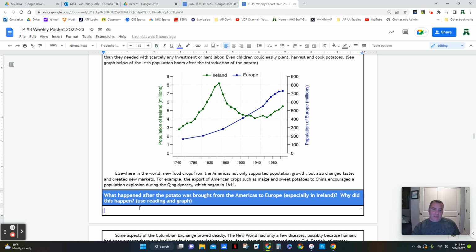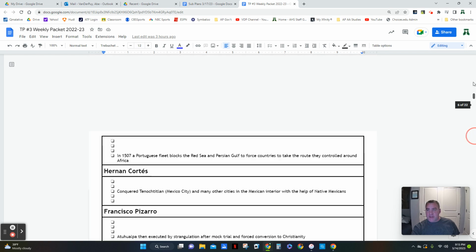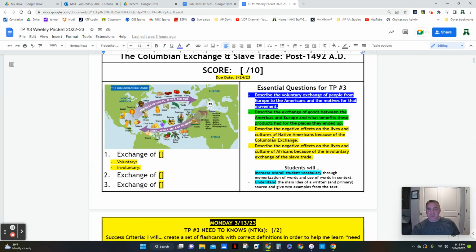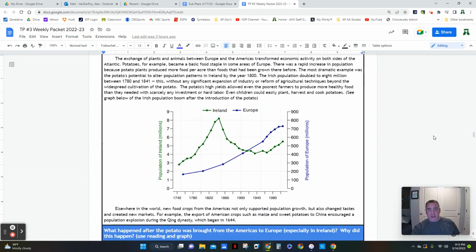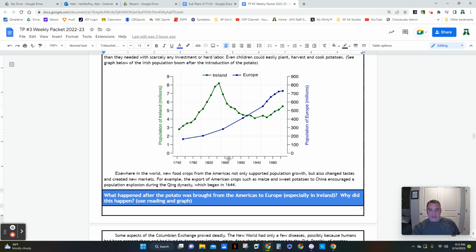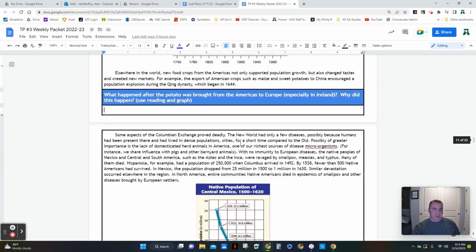So the more you have in this section, 2-3 sentences, the better off you will be for next Friday's assessment. Remember that one of our questions, and I keep bringing you back to this, is: describe the exchange of goods between the Americas and Europe and what benefits these products had for the places they end up. Well, if you're talking about the potato, we have huge benefits of the potato that start off in the New World and end up in Ireland and Europe and places like that. So get that section done individually or with your partner.